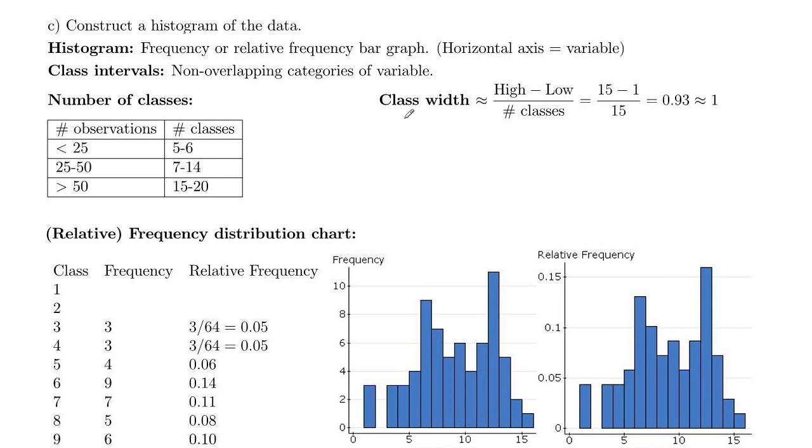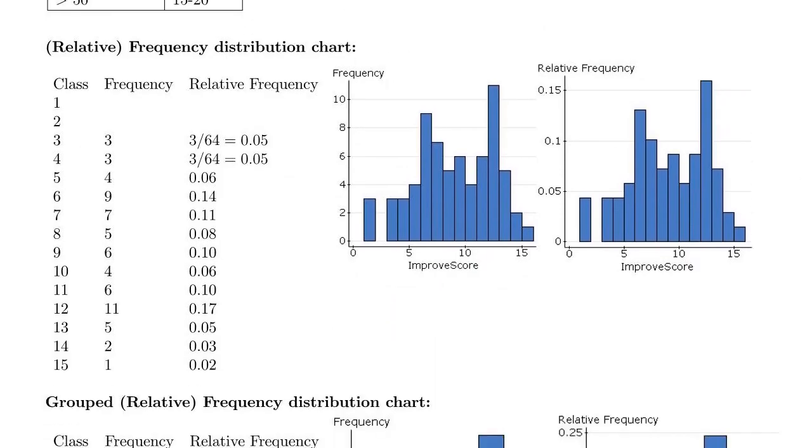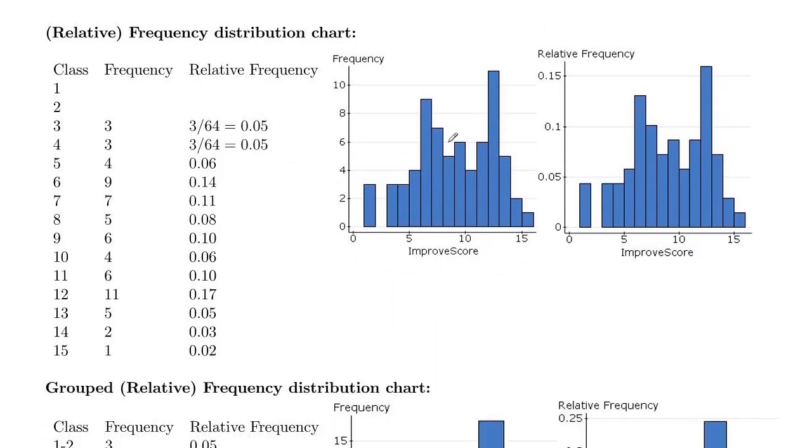The way you determine how wide your classes are is take your high minus your low and divide by the number of classes. Our highest data value is 15, the lowest was 1. We divide by 15, you get 0.93, which we round up to 1. So we're going to just group our data by one number at a time, so one number in a class.